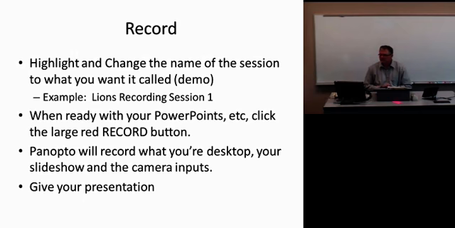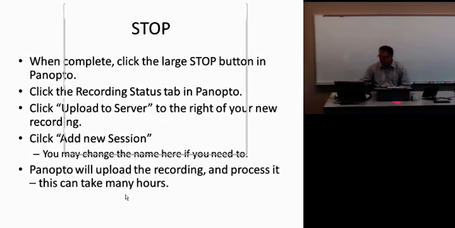Record. Basically, to record, we push the red record button on the Panopto recorder. That's already going. I'll show you that in just a moment. We would choose the folder we want to store our recording in, in this case, Lions Recordings. And we can then name it. This one I named Panopto Demo. And when ready with the PowerPoints, again, we click the large red button and begin the Panopto recording and give our presentation. Let me show you that once.